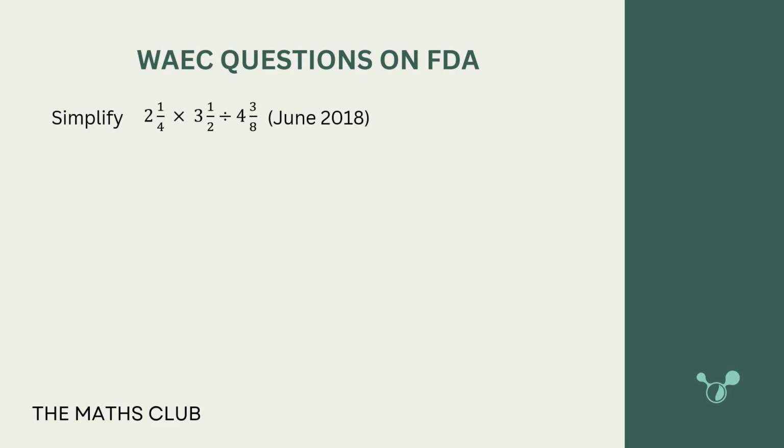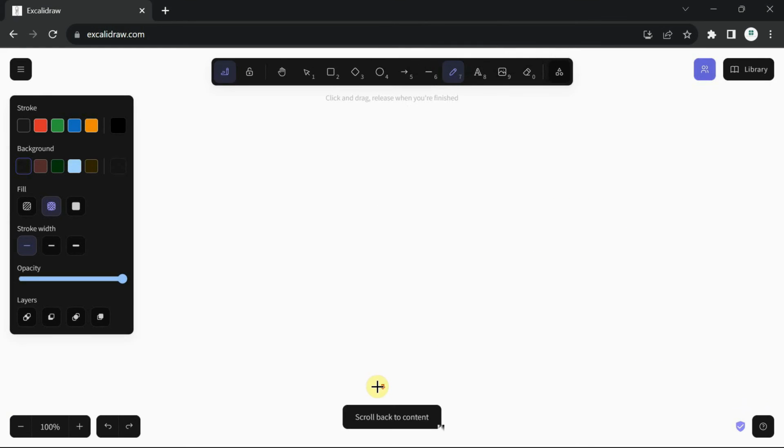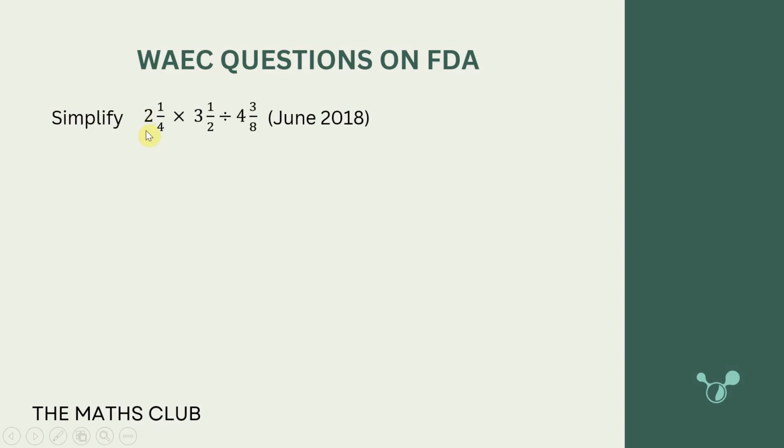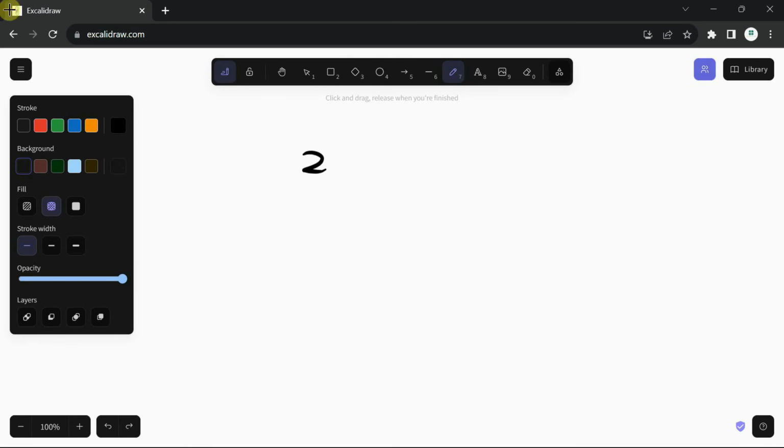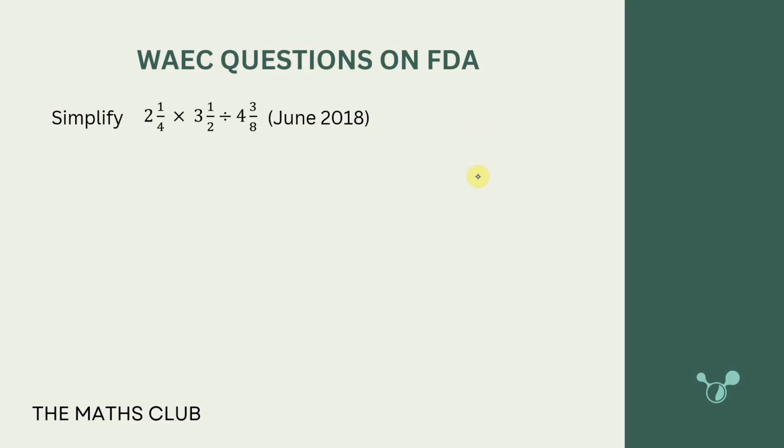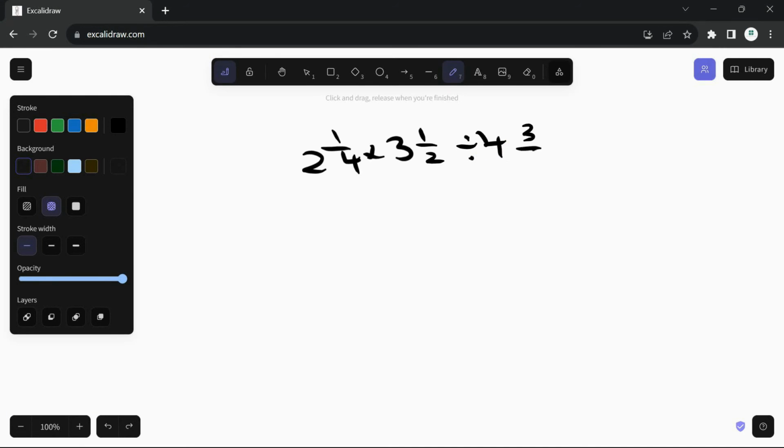So in 2018 now, we're moving. The question says simplify 2 number 1 over 4 times 3 number 1 over 2 divided by 4 number 3 over 8. So let's change all of this to improper fractions first. 4 times 2 is 8 plus 1, that is 9 over 4, times 3 times 2, 6 plus 1, 7 over 2, divided by 8 times 4, 32 plus 3, 35 over 8, right?